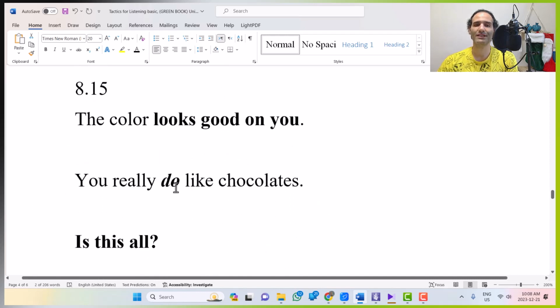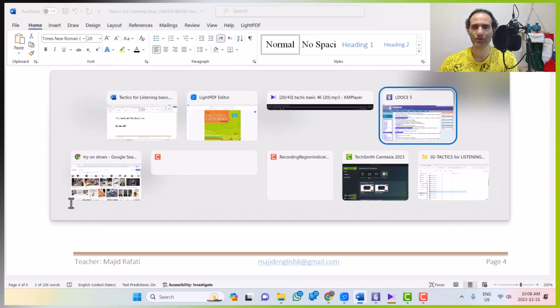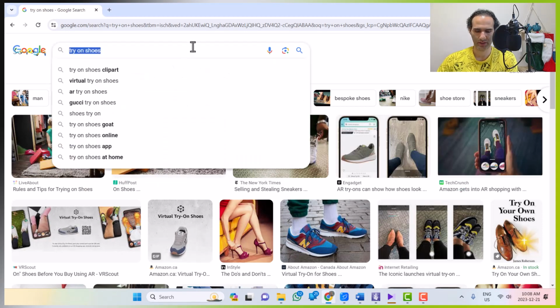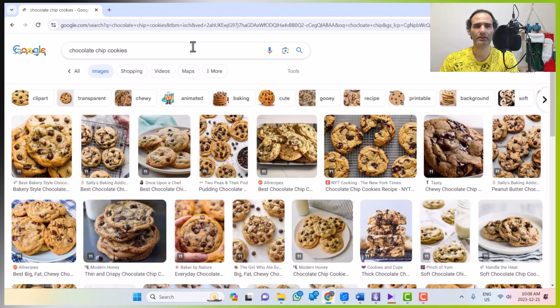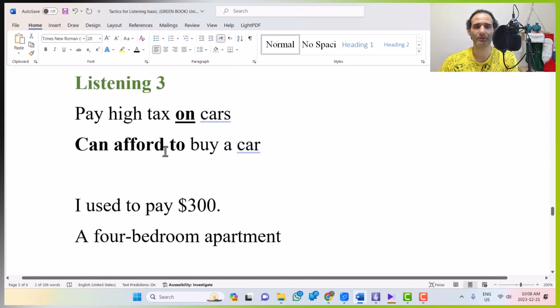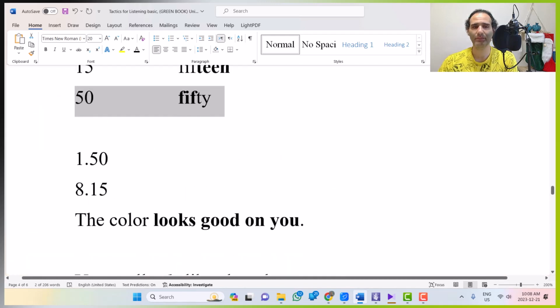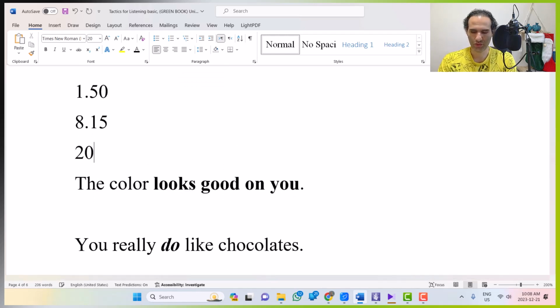Beautiful. For the sake of emphasis, you do like chocolate. And here, something I forgot to show you was chocolate chip cookies. So, chocolate chip cookies, these are cookies with chips of chocolate. That's why it is chip. Chocolate chip means pieces. Is that all? Is that everything you want to buy? And here again, because all the bills given were 20, we say $20.